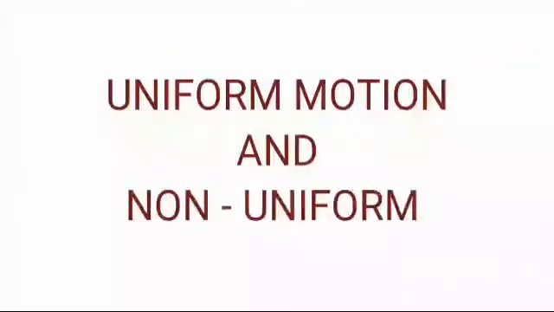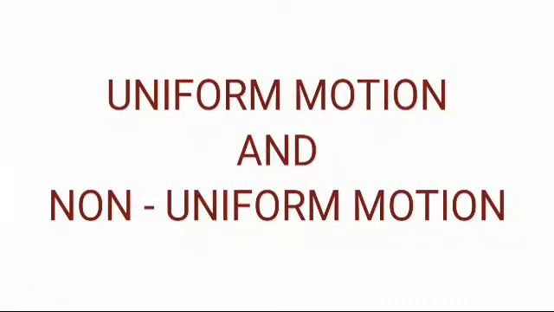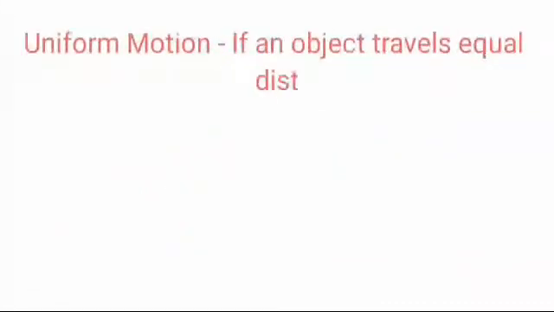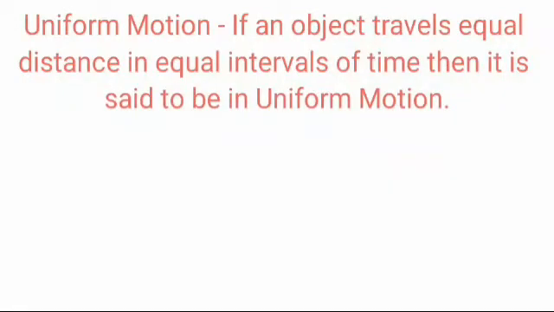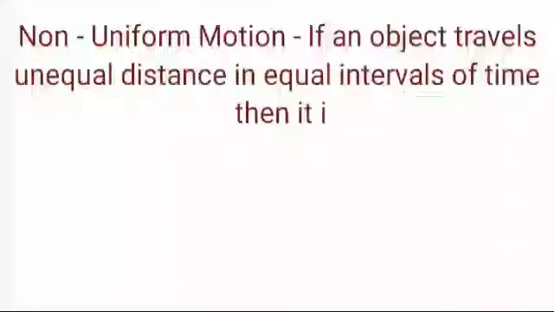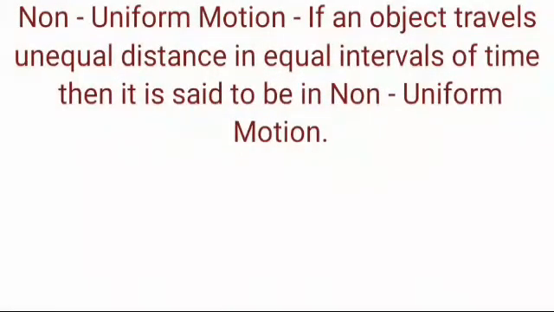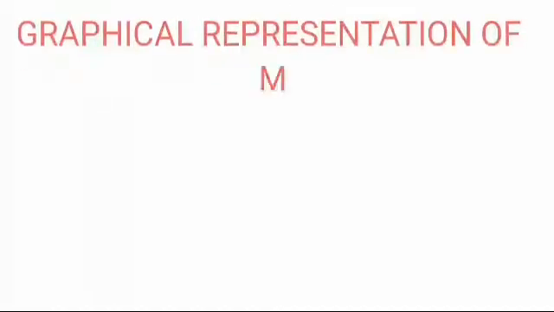Uniform and non-uniform motion. Uniform motion: if an object travels equal distance in equal intervals of time, then it is said to be in uniform motion. Number 2, non-uniform motion: if an object travels unequal distances in equal intervals of time, then it is said to be in non-uniform motion. Graphical representation of motion.